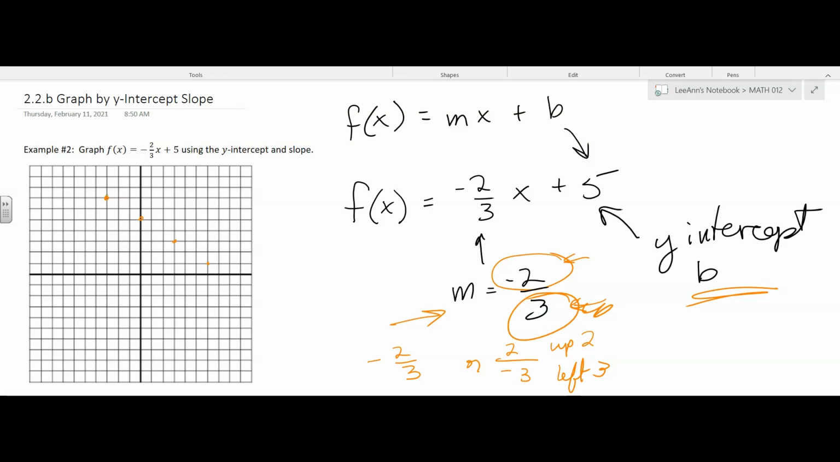What you have to make sure, though, is if it's a negative slope, you only get one negative sign. So you can't go down and left. You can't do two negatives because then that'd be positive. Okay, so here's the line. Well, I missed that point, but you can draw better. A ruler helps. Okay, so you might remember that, graphing by y-intercept and slope.